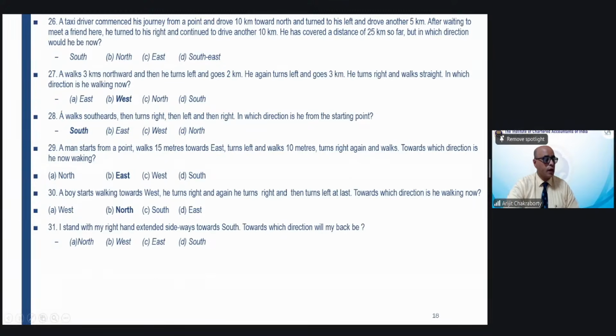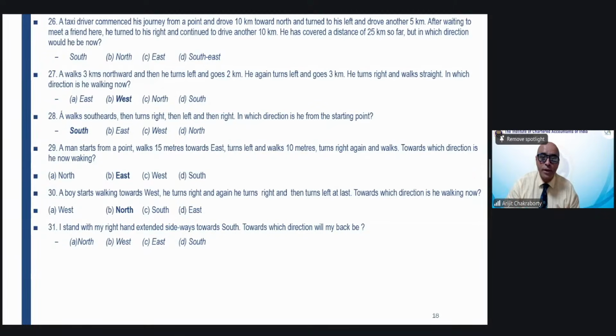31st, I stand with my right hand extended sideways towards the south. A beautiful question. You are standing with your right hand extended. So this is my right hand. I am extending it towards the south. Towards which direction will my back be? So you are standing in such a way that your right hand is extended sideways towards the south. Right hand south means you are facing the eastern side.